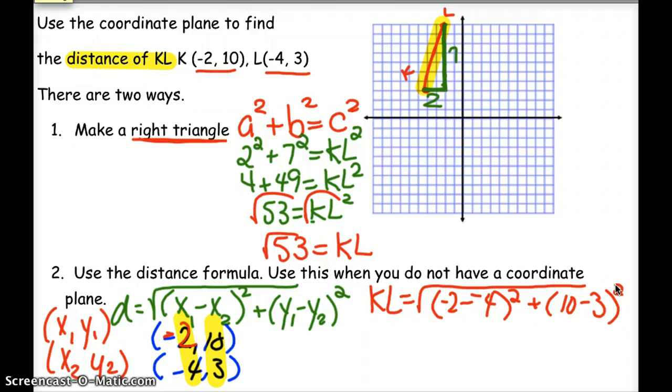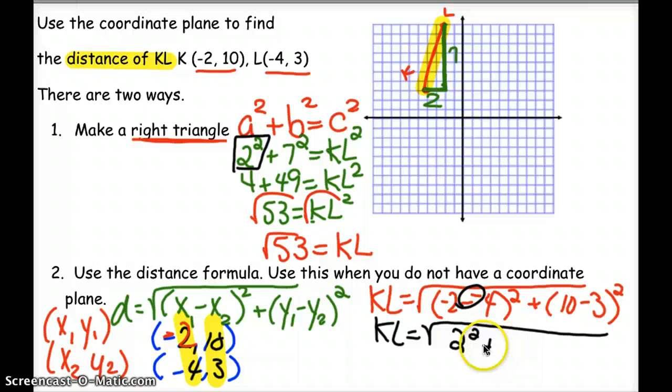Now I don't know if you're getting an aha moment here or not, but KL equals square root. So I'm getting -2 plus 4, which is 2 squared. And I don't know if you're catching that or not, but you guys see up here we had 2 squared. That's the length of that leg. So I've really got Pythagorean theorem going on here, guys. And then 10 minus 3 is 7 squared. And I'm thinking back, oh yeah, it's right here as well. And then I took the square root, didn't I? So I'm doing the square root here.